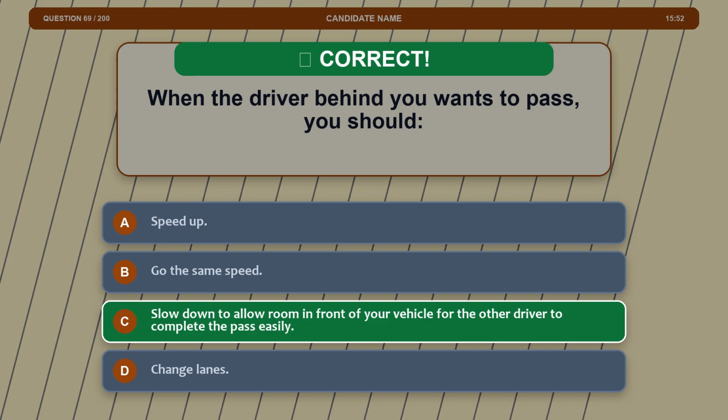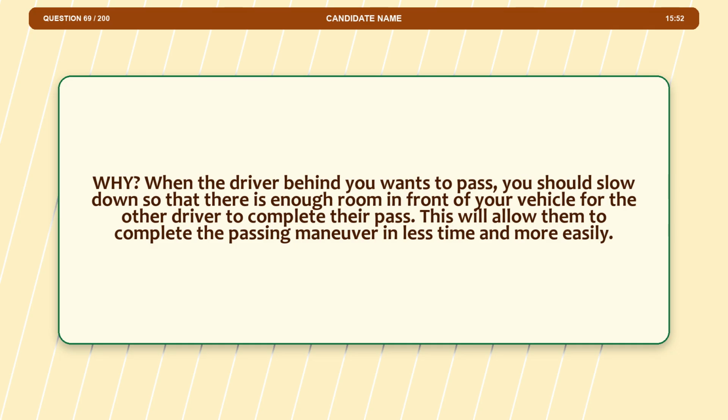The correct answer is option C. Slow down to allow room in front of your vehicle for the other driver to complete the pass easily. Explanation: when the driver behind you wants to pass, you should slow down so that there is enough room in front of your vehicle for the other driver to complete their pass. This will allow them to complete the passing maneuver in less time and more easily.